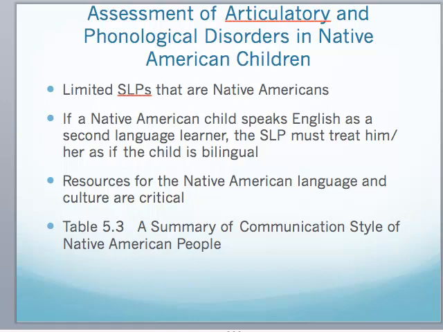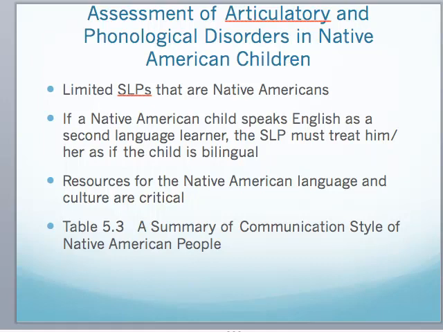Assessment of articulatory and phonological disorders in Native American children. In our country, we have very limited speech-language pathologists that are Native Americans. If you happen to be a Native American and you're studying speech-language pathology, you have a great advantage. If a Native American child speaks English as a second language, the speech-language pathologist must treat him or her as if the child is bilingual. The resources for the Native American language and culture are critical. We need to know as much as we can about Native American languages.